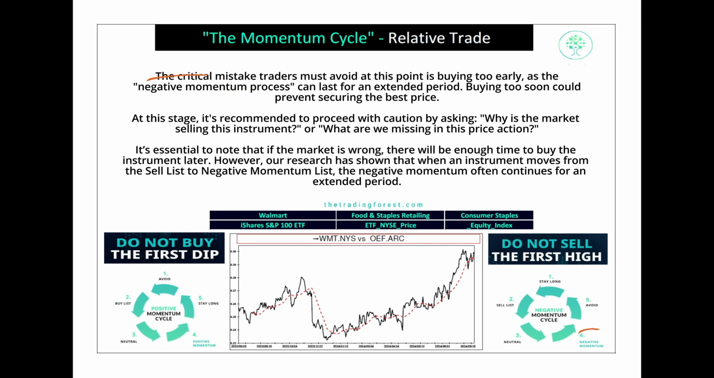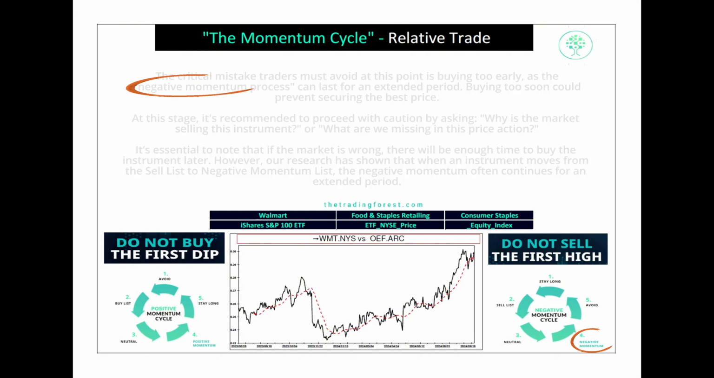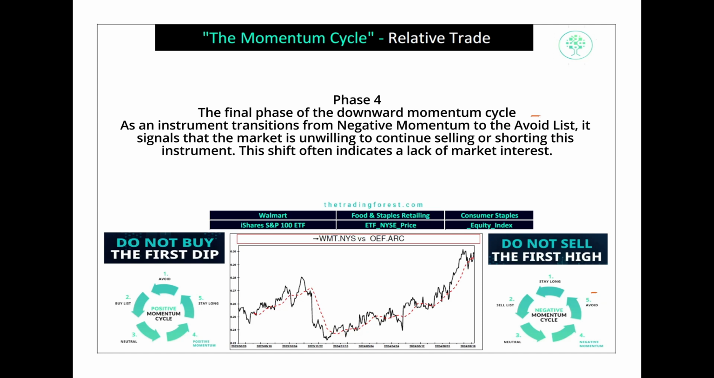However, our research has shown that when an instrument moves from the sell list to the negative momentum list, the negative momentum often continues for an extended period. Phase 4. The final phase of the downward momentum cycle. As an instrument transitions from negative momentum to the avoid list, it signals that the market is unwilling to continue selling or shorting this instrument. This shift often indicates a lack of market interest.